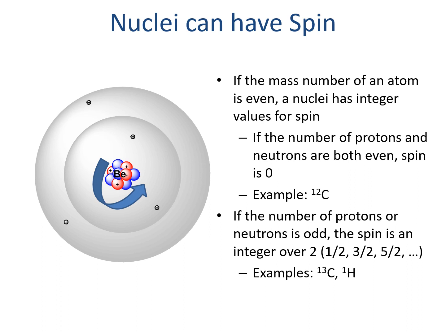If the number of protons or the number of neutrons is odd, the spin's an integer over 2, and those are actually really easy to measure with a response to a magnetic field. So examples of this include carbon-13, which is about 1% of all the carbon in our universe, or hydrogen, which is almost 100% of all the hydrogen that we have in our world.